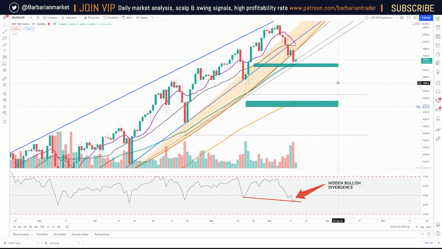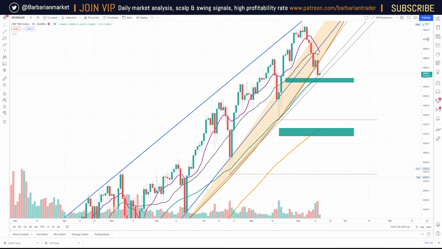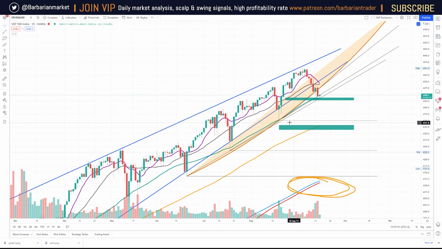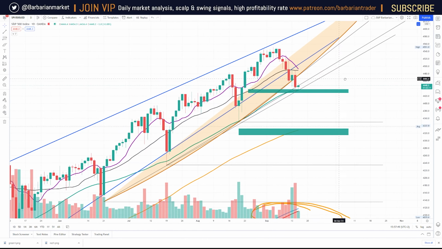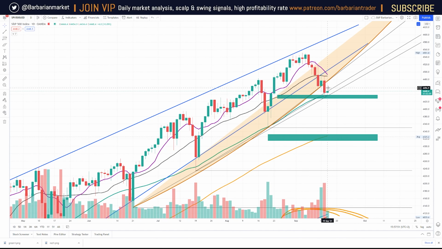But the S&P 500, let me hide this. If you look, it was in a parabolic move. And with this dump, they just broke it. So a parabolic move is ending. The rule to end a parabolic move is when you break the 21 moving average, this black moving average.